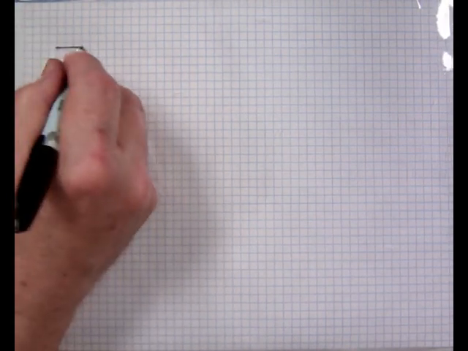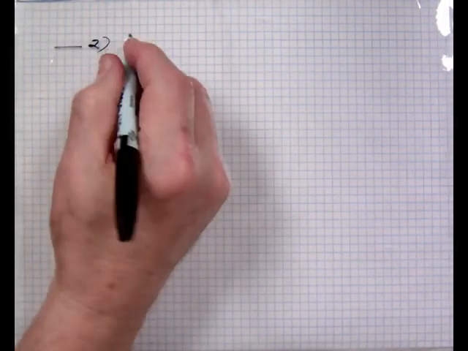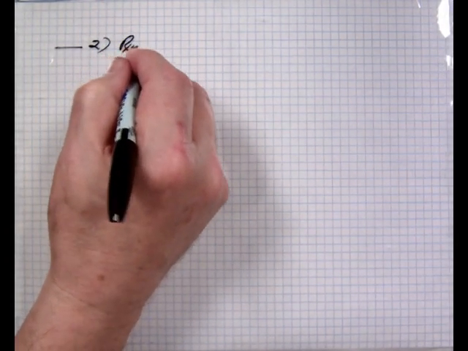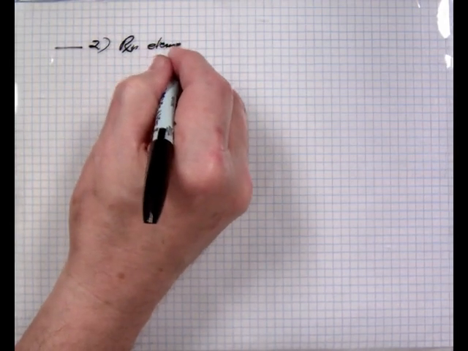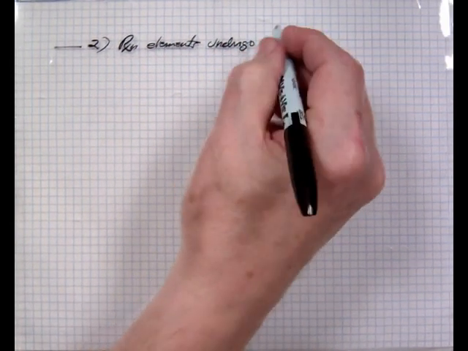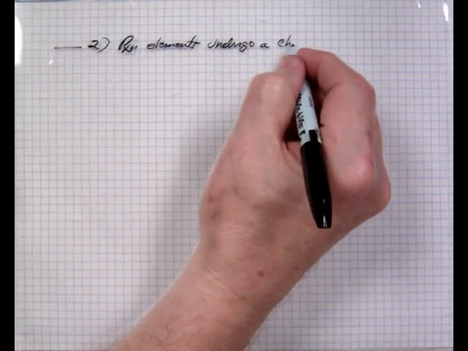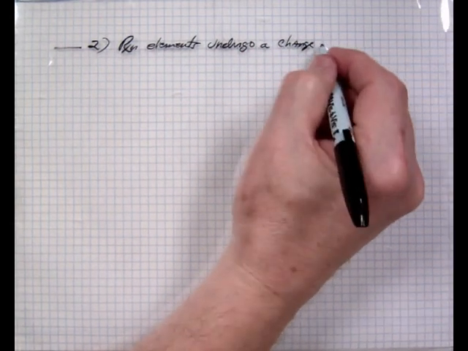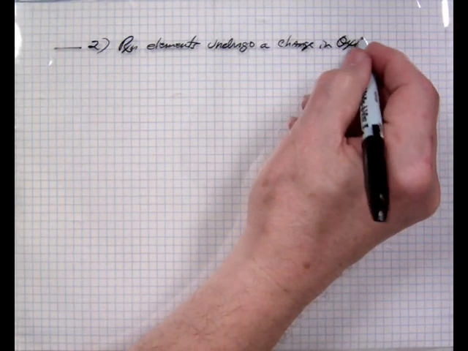Reactions whose constituent elements undergo a change in oxidation state are generally referred to as what? Reaction elements undergo a change in oxidation state.